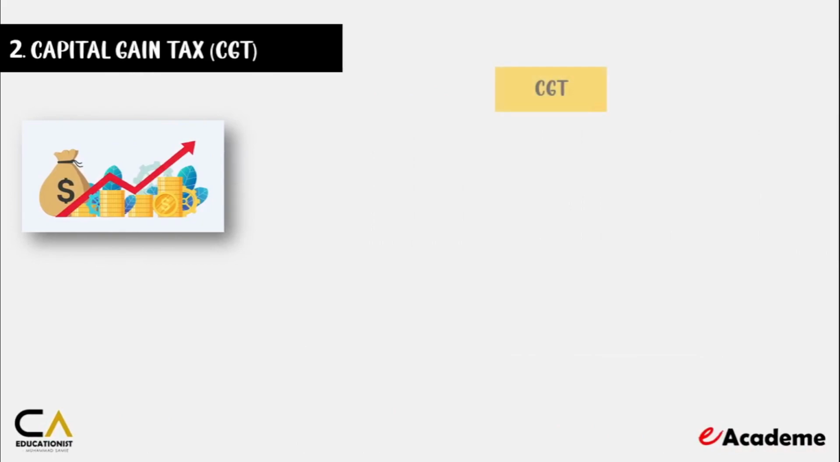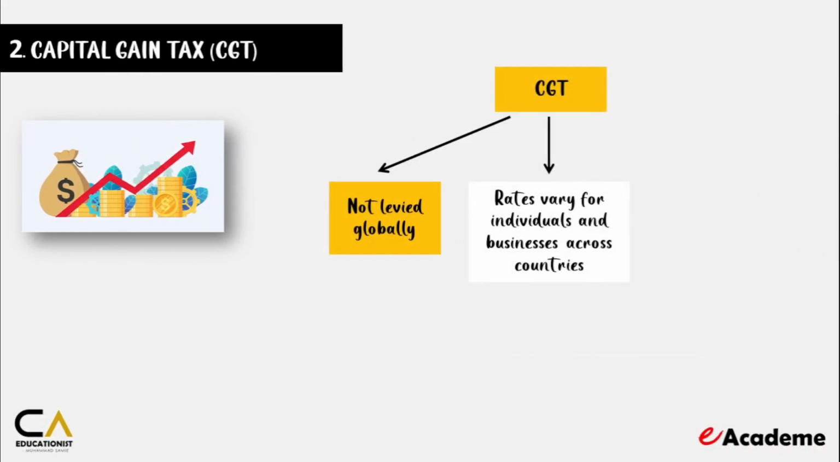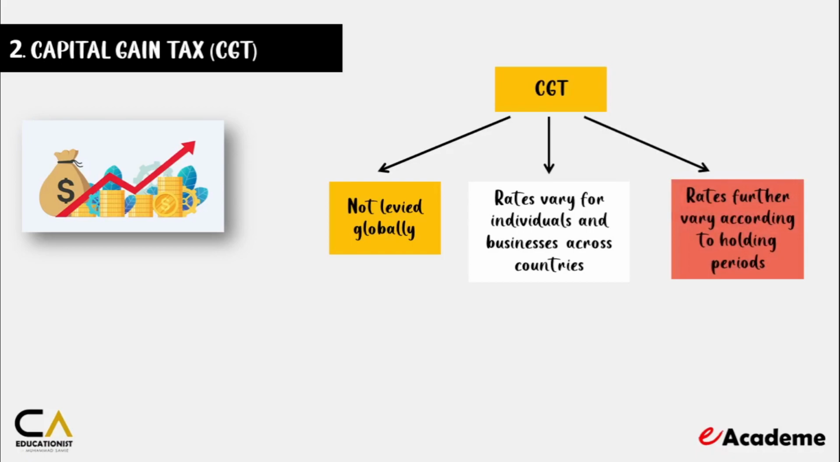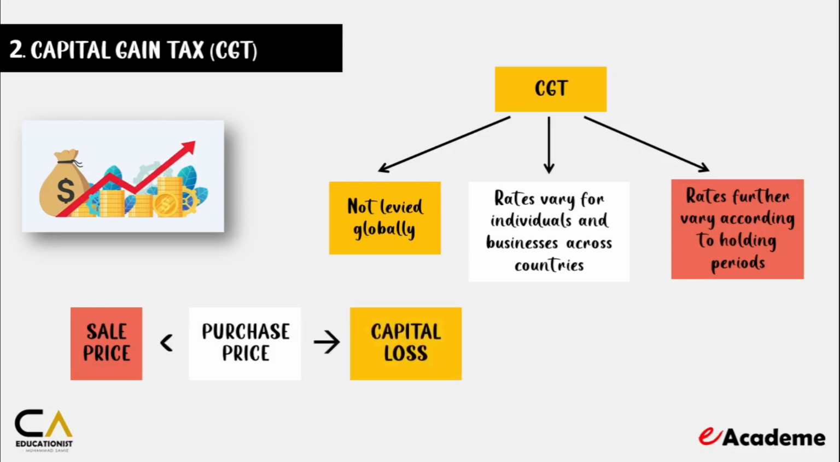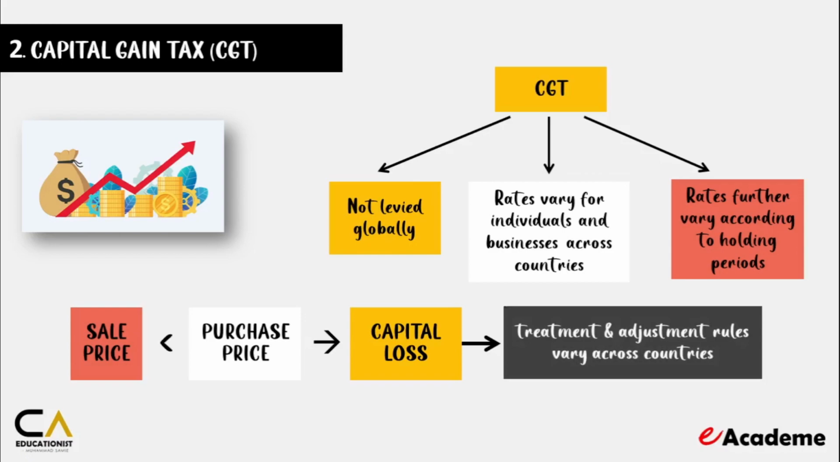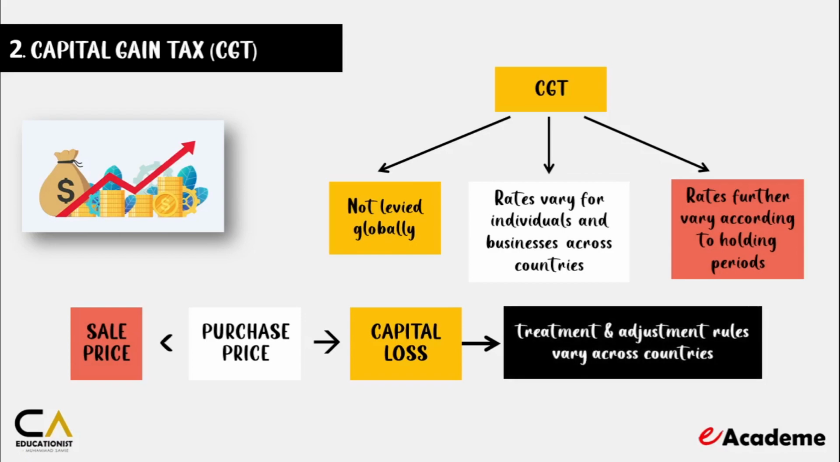Capital gains tax is not levied by all countries, and most countries have different capital gain tax rates for both individuals and businesses. The rates further differ in accordance with the holding period of capital asset before it is disposed of. If a capital asset is sold at a price lower than the price it was acquired for, a capital loss arises. Its treatment and adjustment rules also vary from country to country. Like income tax, capital gain tax is also levied by federal governments.